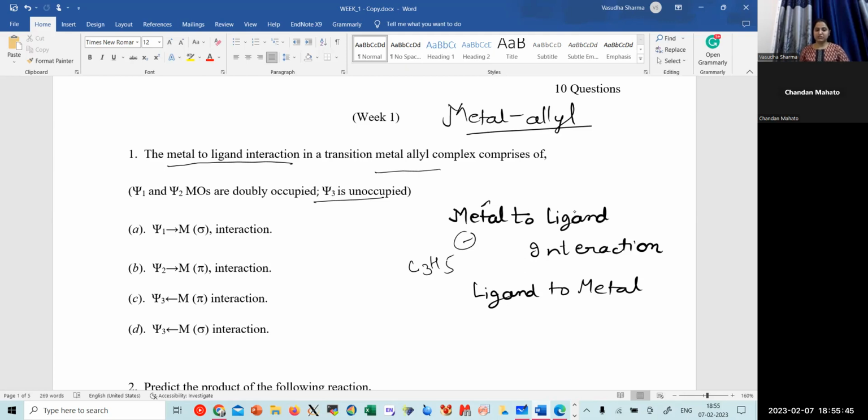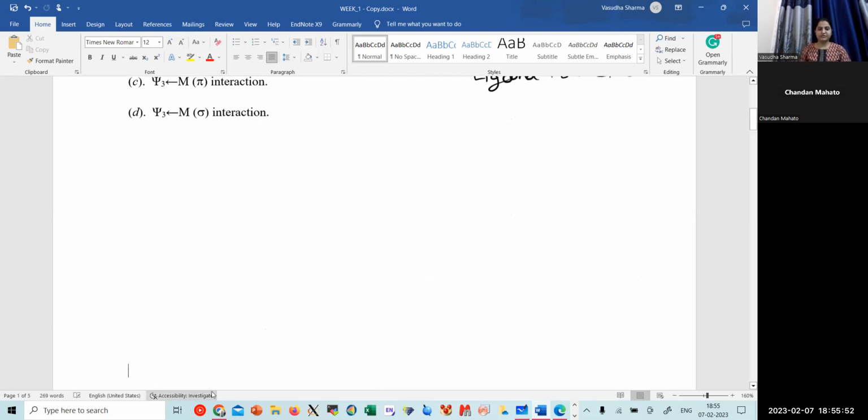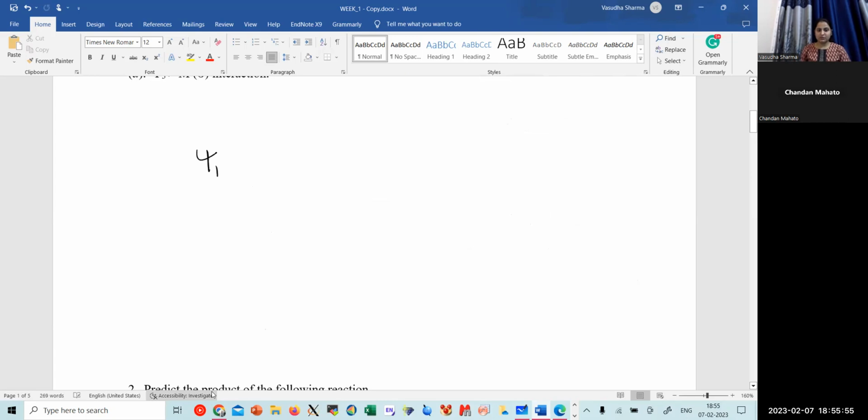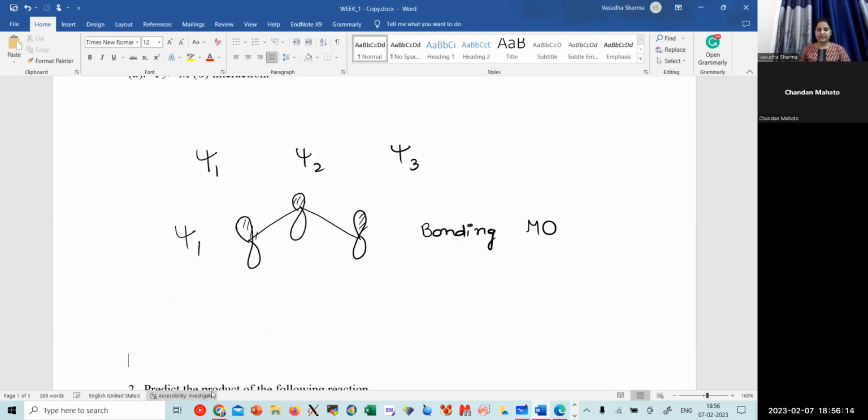For that matter, we need to know what is Psi1, what is Psi2, and what is Psi3. Psi1 is nothing but your bonding orbital, which we talked about earlier also, with no nodes. So this is your bonding molecular orbital. Psi2 is your non-bonding, having one node.